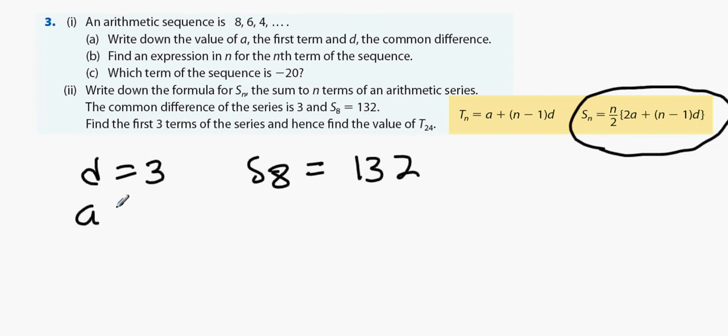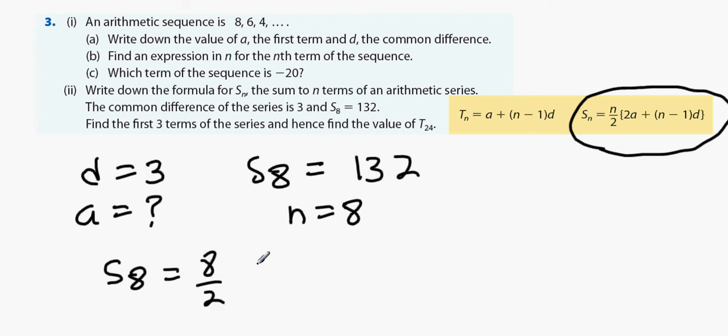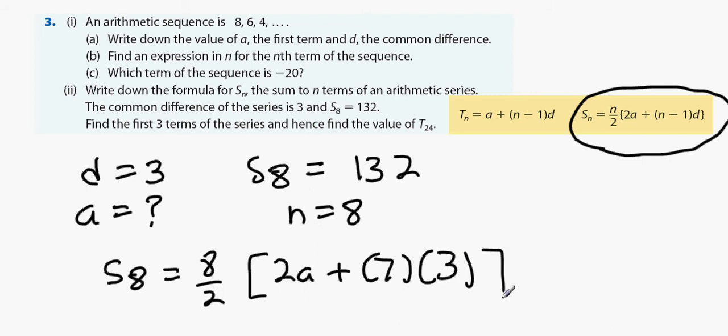We don't know what a is, so what we need to do is fill out this equation as best we can. We know that n must equal 8 because it's not Sn, it's S8. So S8 is equal to n over 2, which is 8 over 2, times 2a, we don't know what a is so we leave it as 2a, plus n minus 1 times d. It's going to be 8 minus 1, which is 7, so 7 times d, and we know that d is 3, close bracket, and all of this has to be equal to 132.